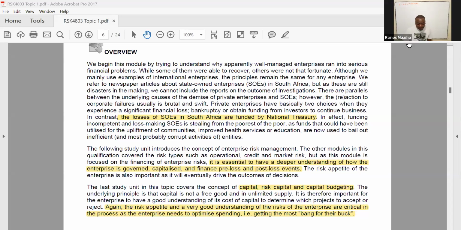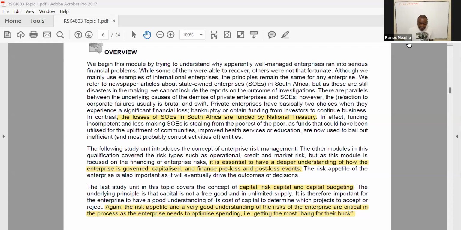So the following study unit introduces the concept of enterprise risk management. The other modules in this qualification covered the risk types such as operational, credit, and market risk. But as this module is focused on financing of the enterprise risks, it is essential to have a deeper understanding of how the enterprise is governed, capitalized, and financed pre-loss, which is before the loss event has happened, and then post-loss, then after the loss event has happened as well. And we're going to be looking at this after study unit 11.